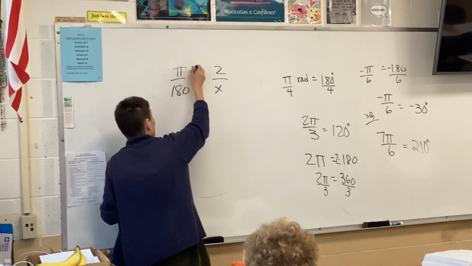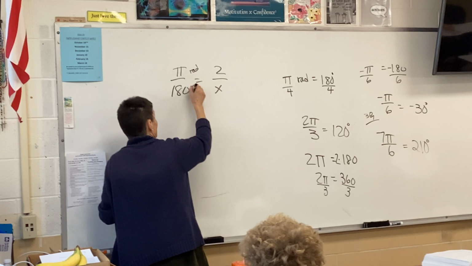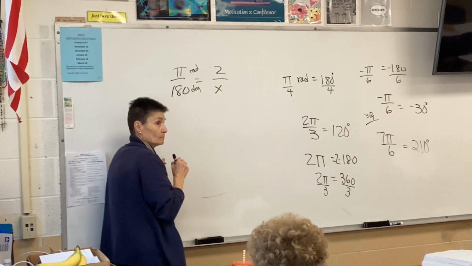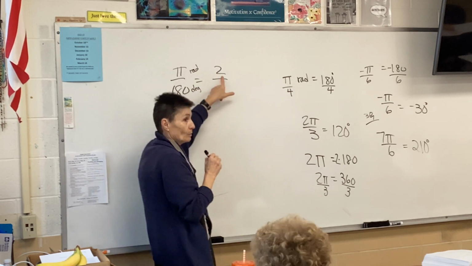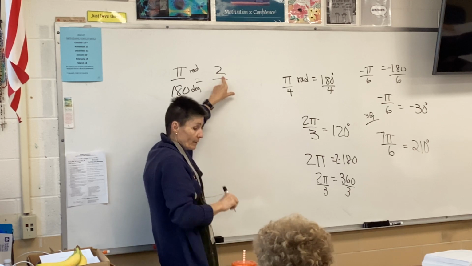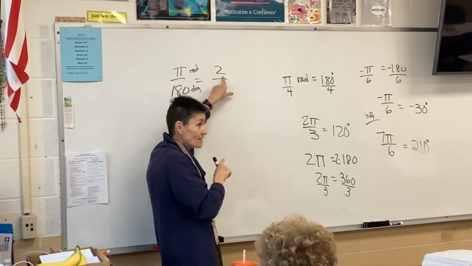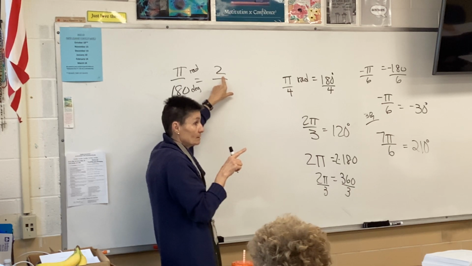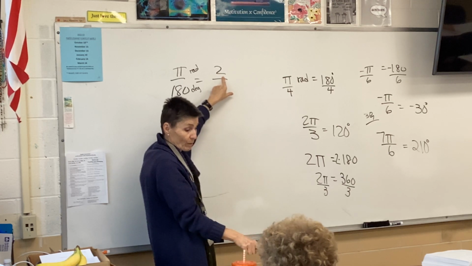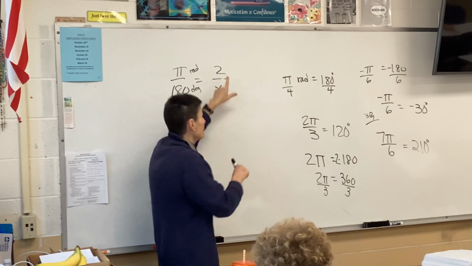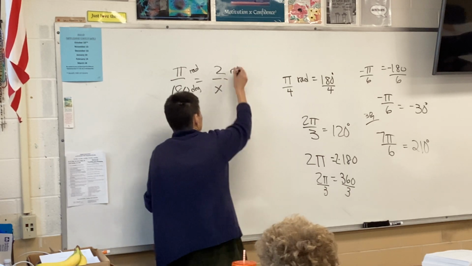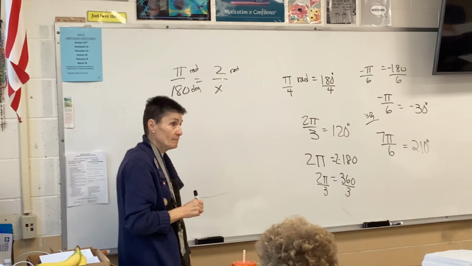Well, this is pi radians, and this is 180 degrees, right? What's the 2? Is the 2 a degree or a radian? Look at the problem. What are you doing? Well, you're changing it into a degree. It says change the following radian measures into degrees. So this is a radian measure. Does it make sense to you that it's on the top then?